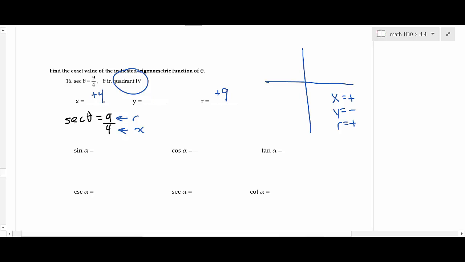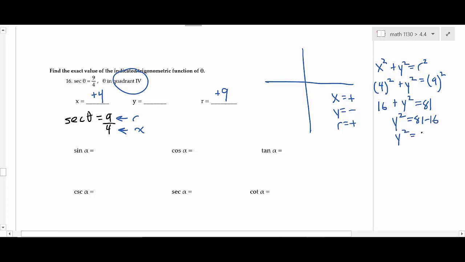How do you find y? Pythagorean Theorem, x squared plus y squared equals r squared. So we're going to go ahead and do that, and you'll do this all the time. This is going to be 4 squared, x is 4, y we don't know, r is 9. So you want to complete the Pythagorean Theorem to find that. So that will be 16 plus y squared equals 81. Subtract 16 from both sides. That'll give y squared is equal to, I think, 65. Then you do square root of both sides. And remember, when you do that, you really have a plus or minus square root of 65.